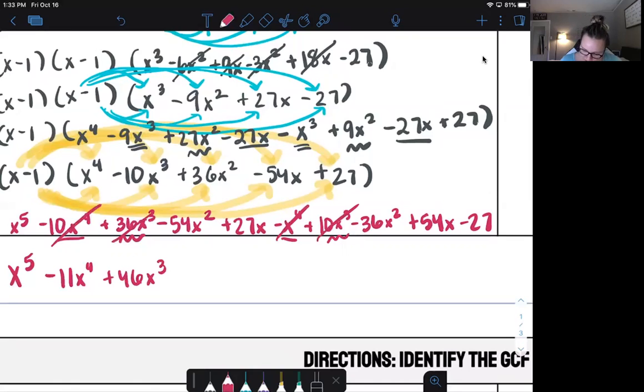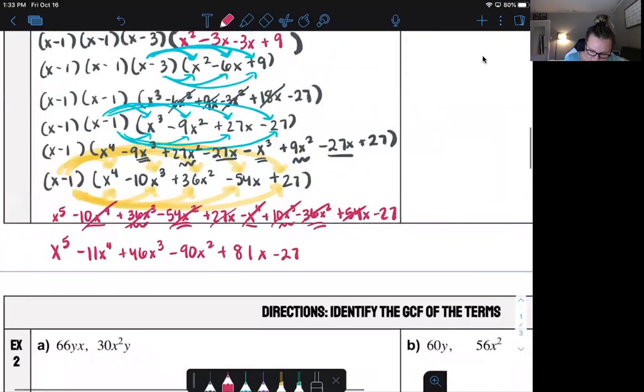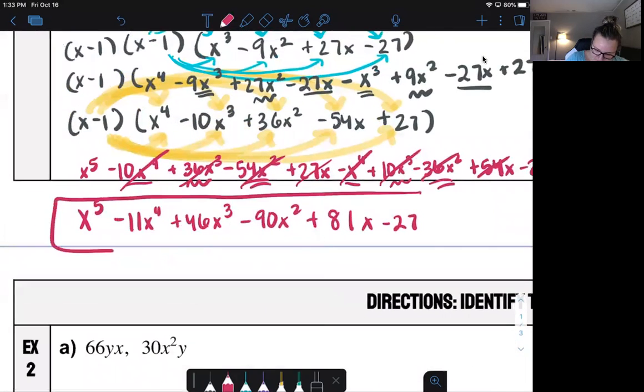Negative 54x squared and negative 36x squared. Is that 90? Yeah, negative 90x squared. 27x plus 54x. Let's see, that would be 81. Hopefully that's right. And then negative 27. All right. So my final answer is x to the fifth minus 11x to the fourth plus 46x cubed minus 90x squared plus 81x minus 27. That was ridiculous.